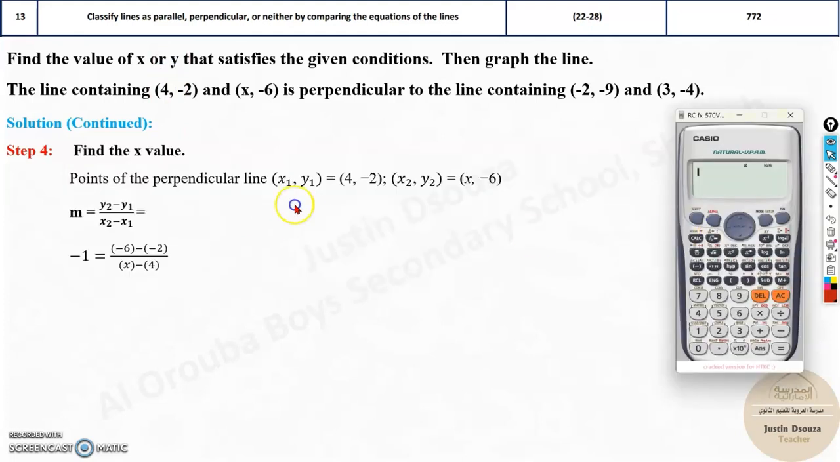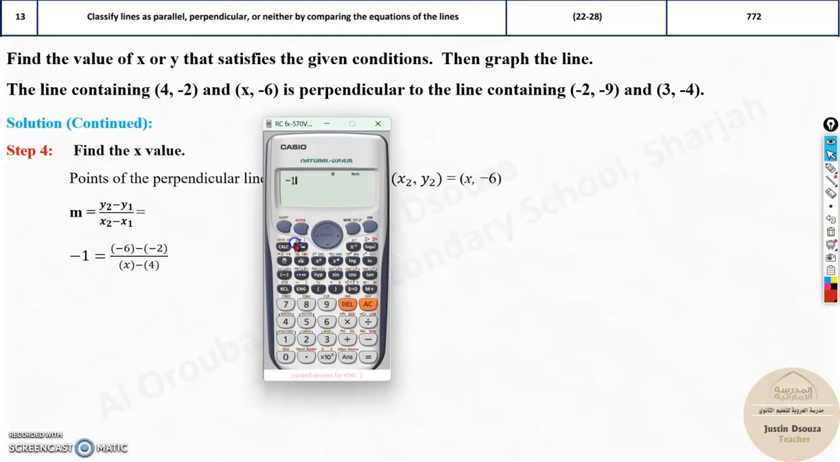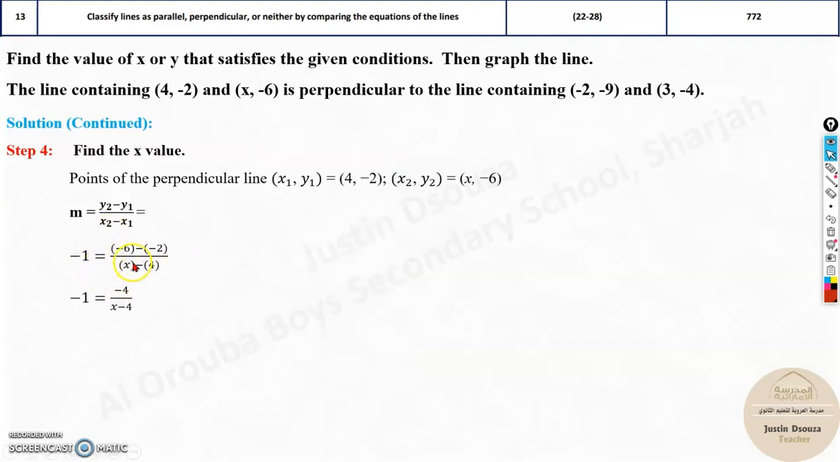You can directly solve it in the calculator by putting -1 equals, open the fraction symbol, -6, open the brackets, minus brackets, -2, close the bracket, and here we have x, that is alpha, and this symbol, close the bracket, -4. Shift and solve will give you the answer. Don't press equals directly, press shift and solve, and it'll take a few seconds, and the answer is 8. Now if you simplify this anyway, you'll get the same answer, x minus 4.